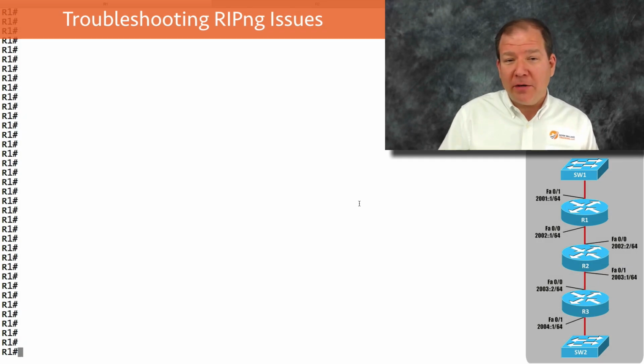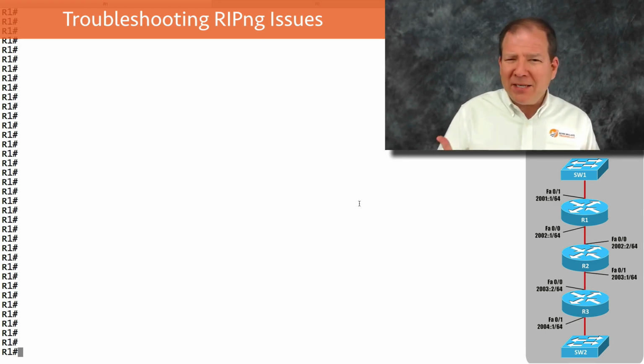In our last video, we took a look at troubleshooting RIP version 2. RIP version 2 could be used to route IP version 4 networks. In this video, we're going to talk a bit about RIP-NG, RIP Next Generation. That can be used to route for IP version 6 networks.